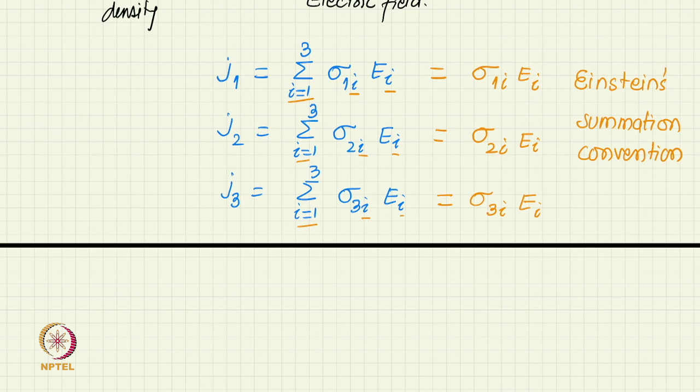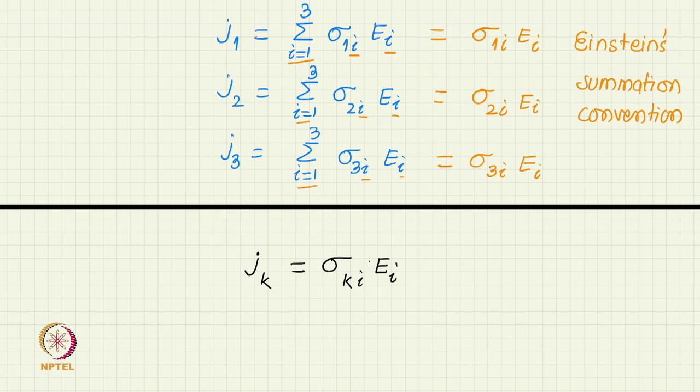So, the three equations can jointly be written using another index k: J k is equal to sigma k I E I, where both I and k are now running from 1 to 3. But since on the right hand side I is repeated, summation is only over I; over k we do not do the summation. But since as k varies from 1 to 3, we reproduce the three equations J 1, J 2 and J 3.